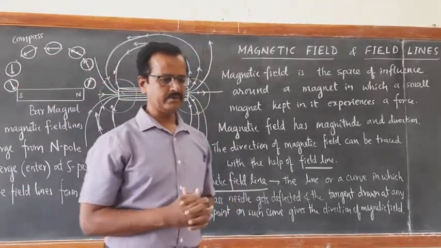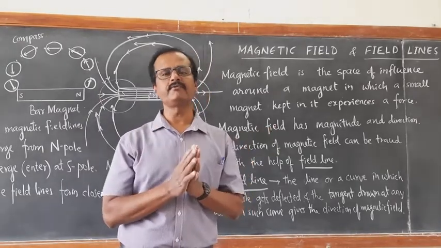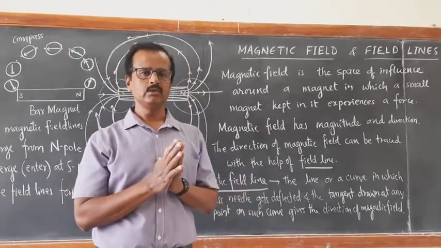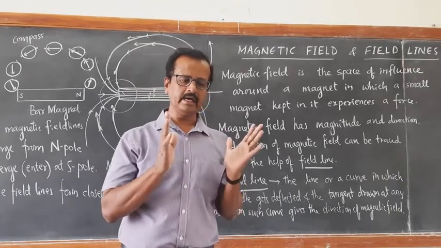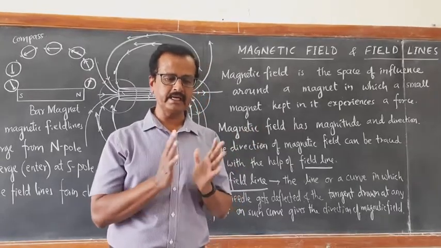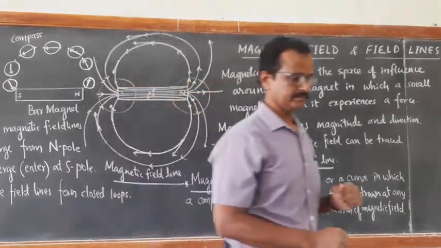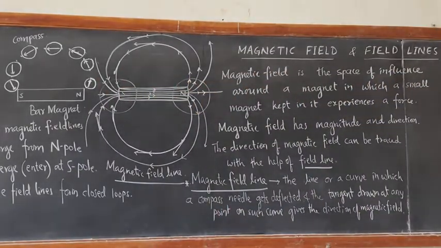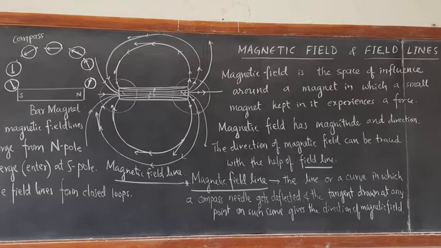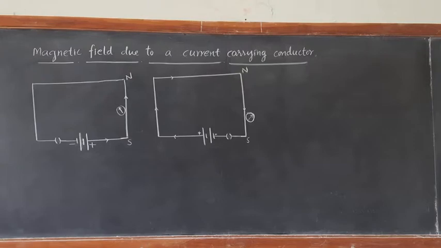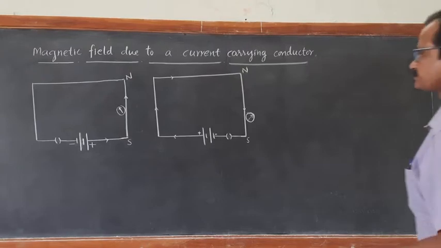Now, next, with this knowledge of magnetic field lines, we are going to learn the magnetic field due to a current carrying conductor. Now let us learn magnetic field due to a current carrying conductor.